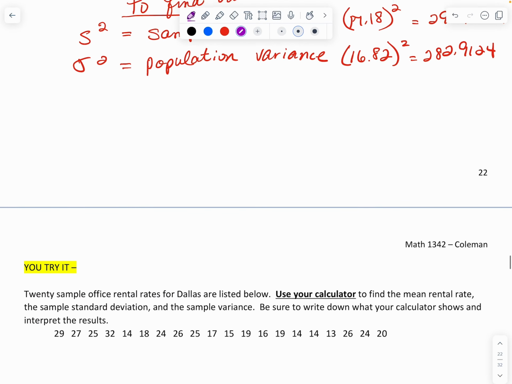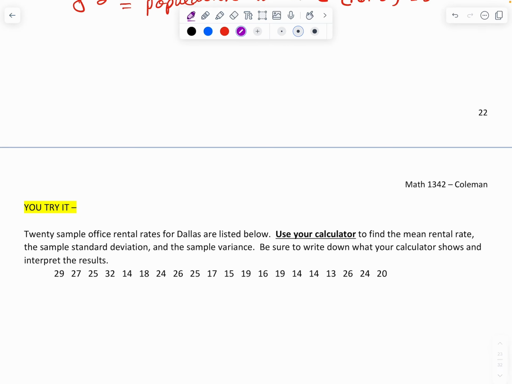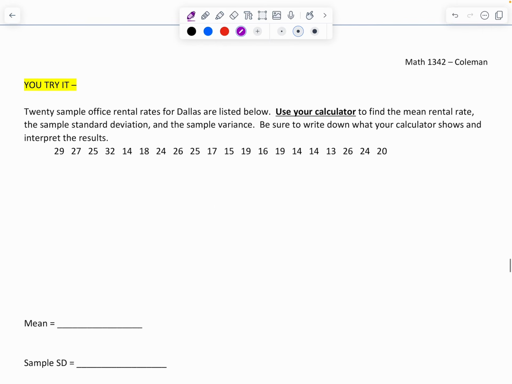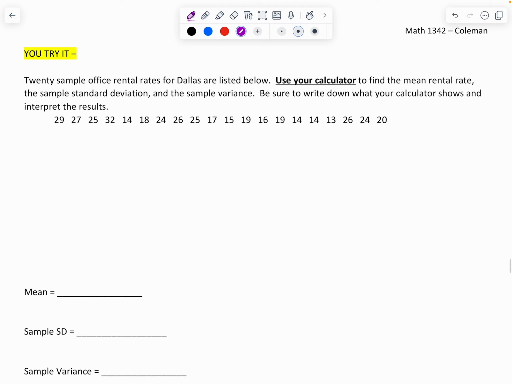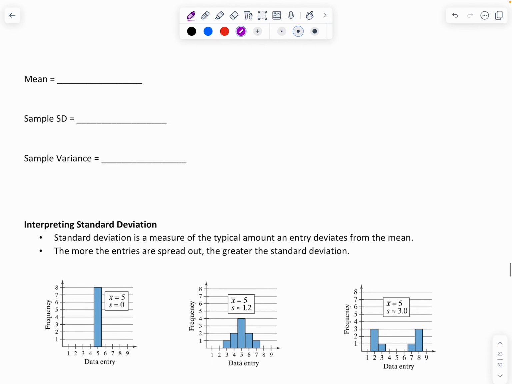The only way you're going to get good at this is through practicing using your calculator. I know for a lot of you, this is a lot of different buttons, so you're going to have to really practice using your calculator. And that's what this next part tells you. Use your calculator to find the office rental rates for Dallas. And this time we have 1, 2, 3, up to 20. So we have 20 rates this time. So use your calculator and find those 20 rates.